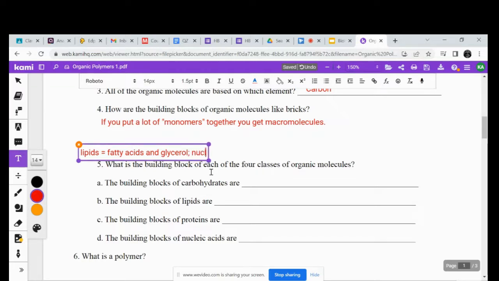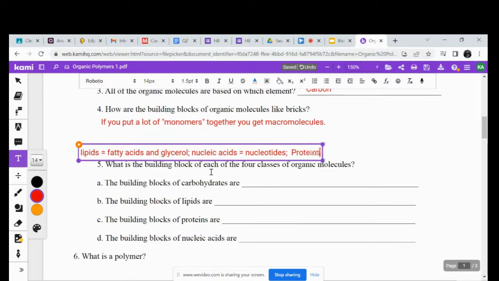Nucleic acids equals, they're made from nucleotides. So you bond together a bunch of nucleotides, which you don't know what they are yet, but you will. You get nucleic acids, DNA and RNA.